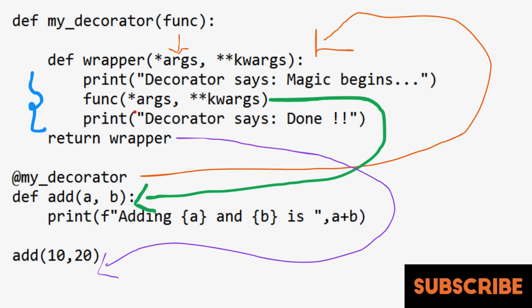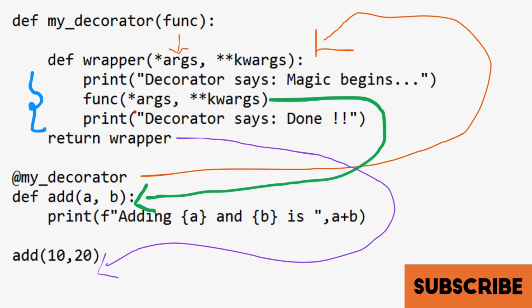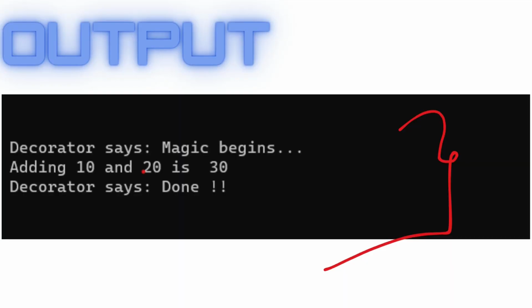Now the wrapper function adds its layer, that is, decorator says magic begins, and now our original function will be executed as the arguments are passed to this original function. After completion of the original function's execution, again the wrapper function adds another layer, that is, decorator says done. And then it returns it, and this is how our output looks.